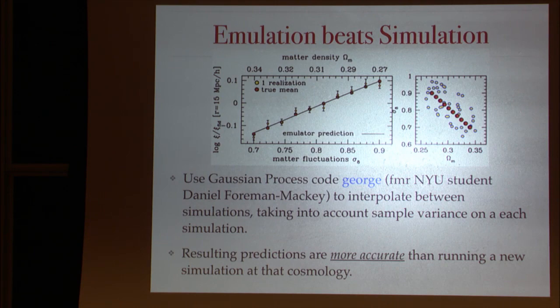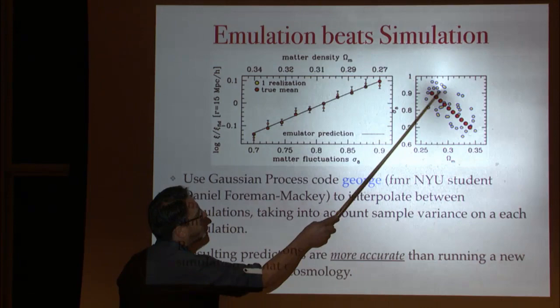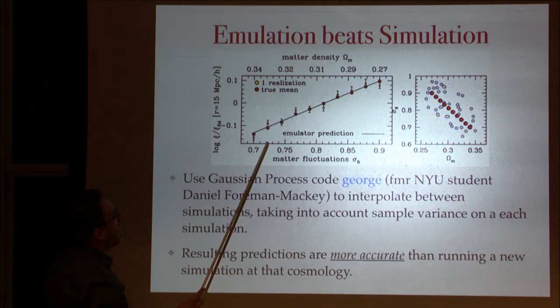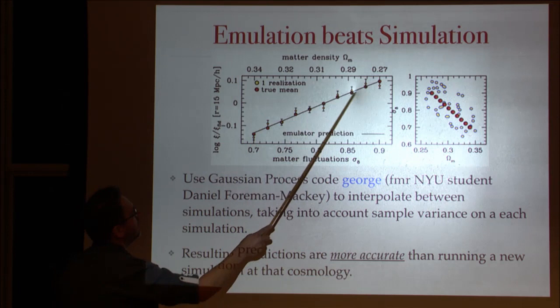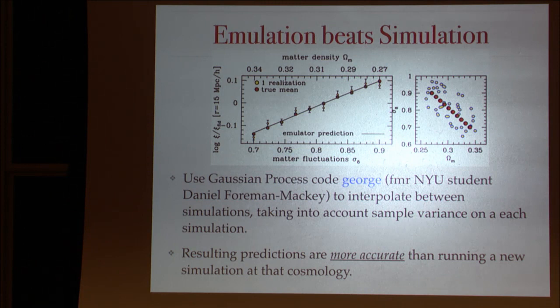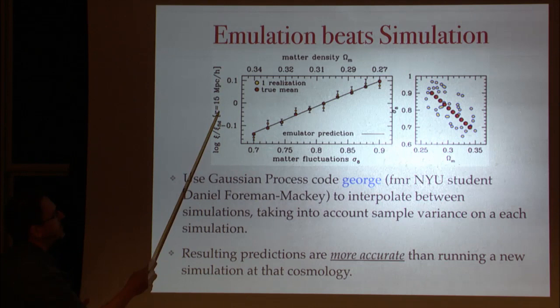So here are the emulator simulations in omega matter and sigma 8. Here are these test cosmologies. If I run one simulation for each of these 10 test cosmologies, they bounce around the actual true mean because these are small boxes, and so they have large sample variance. But if you use a Gaussian process code to make your predictions in the space between the points, you take this into account. The emulator prediction is now the matter correlation function at 15 megaparsecs as a function of these cosmological parameters.